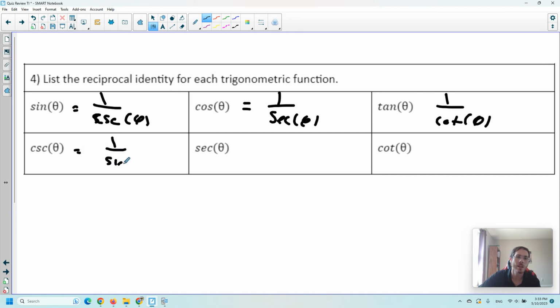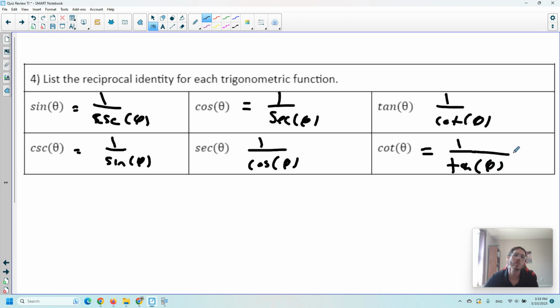So 1/sine of theta for cosecant. Secant is 1/cosine of theta. And then cotangent is 1/tangent of theta. And that's what we got. So those are kind of nice. Don't expect them to be in that order. So again, don't just memorize the order of them. You will have to know which ones go with which ones.